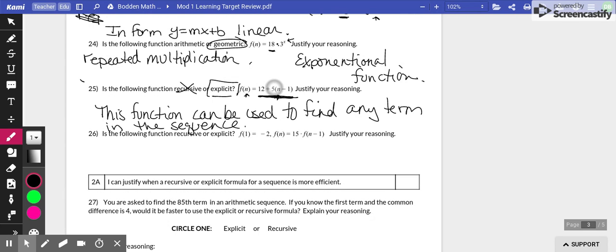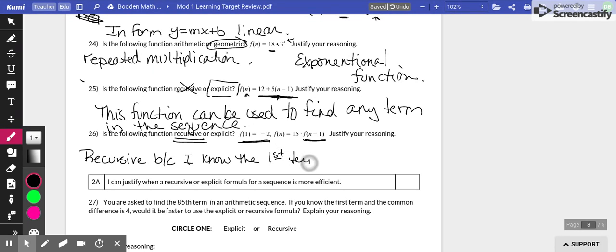Number 26, what I notice right away here is that there's 2 parts, and it's telling me what my first term is, and then this is telling me what I can do with my previous term, and that makes it recursive. So it's recursive because I know the first term and how to find the next term.